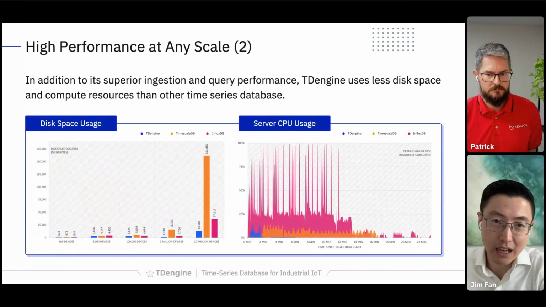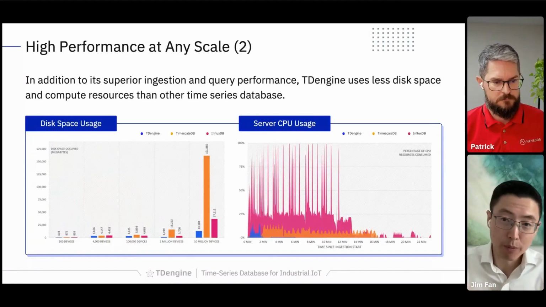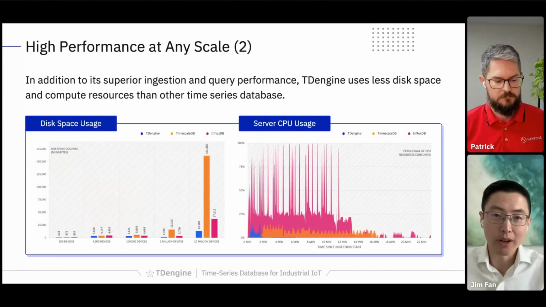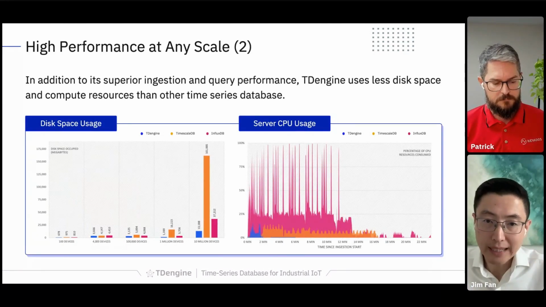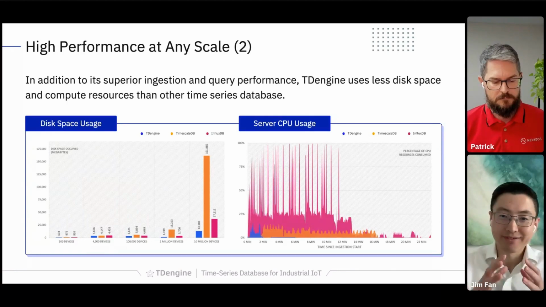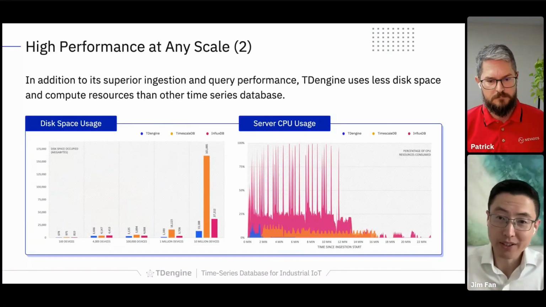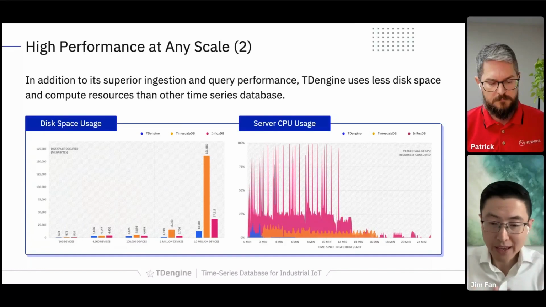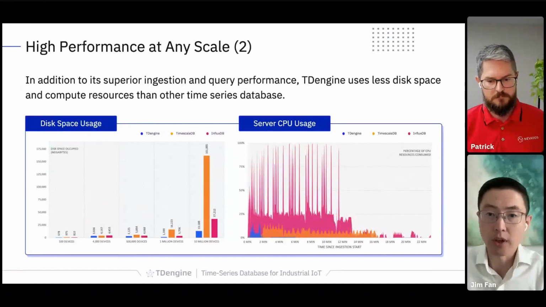And this, as you can see on the left-hand side, is the disk space usage. On the compression side, we have even better compression results compared to the other tools on the market. And on the CPU usage, on the right-hand side, you can see that the blue color represents TDengine. As you start the instance, the computing resources that we occupy, or the CPU usage that we apply, is definitely much lower than some of the other tools on the market. So within time series databases, TDengine is a high performance tool with very low computing resource cost.